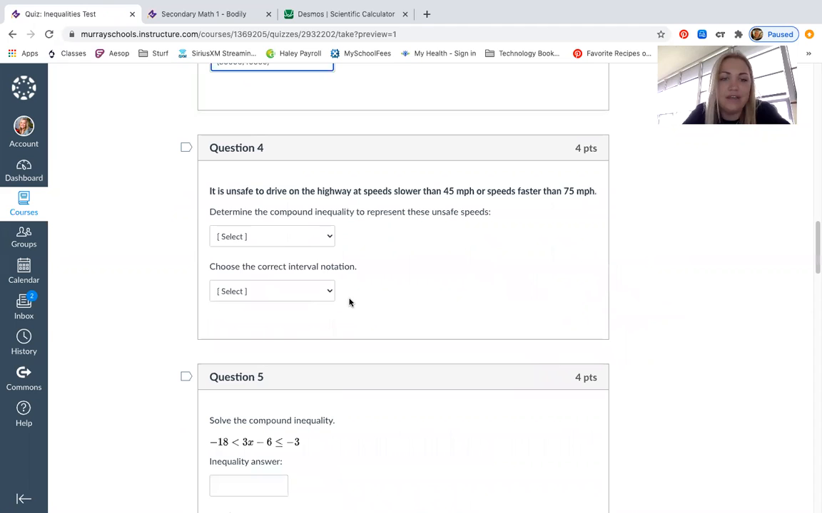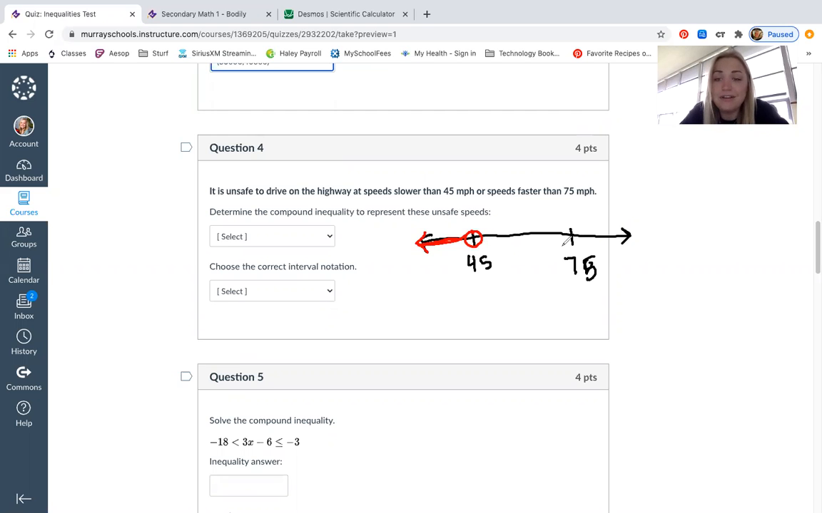It is unsafe to drive on the highway at speeds slower than 45 miles per hour or speeds faster than 75 miles per hour. Determine the compound inequality to represent these unsafe speeds. So I'm going to start by graphing where it's unsafe. Okay, so I know I've got 45 and 75 miles per hour. Did they say it's unsafe to drive between those or unsafe to drive outside of those? Well, if you're going slower than 45, that's unsafe. So this is all unsafe, and it says slower than, so it's not going to include the 45. Because 45 is apparently safe, it's not slower than 45.